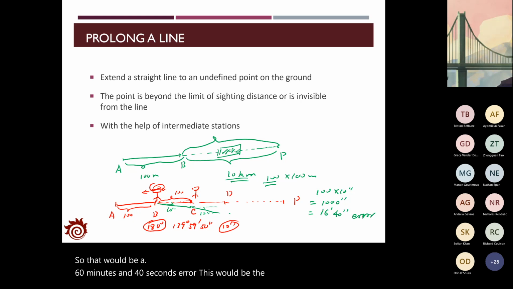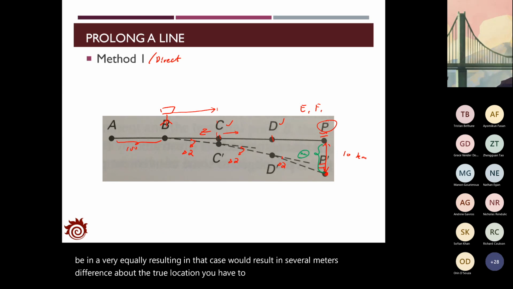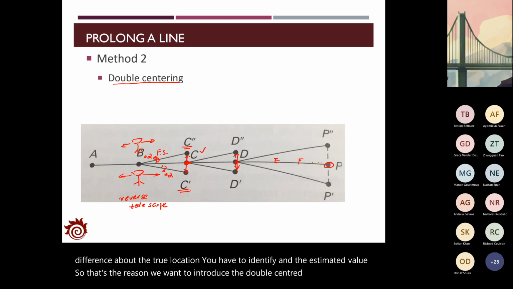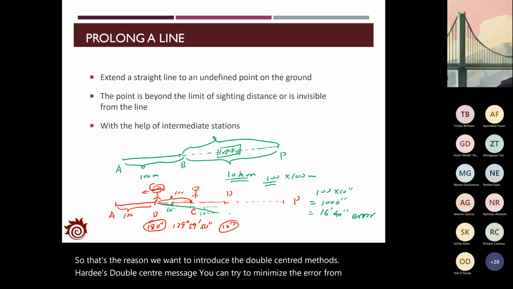In that case it would result in several meters difference between the true location you have to identify and the estimated value. So that's the reason we want to introduce the double-centered method. With the double-centered method, you can try to minimize the error from the instrument error.